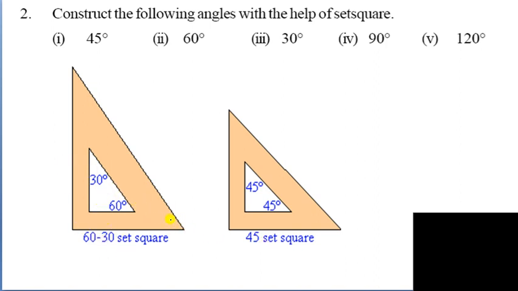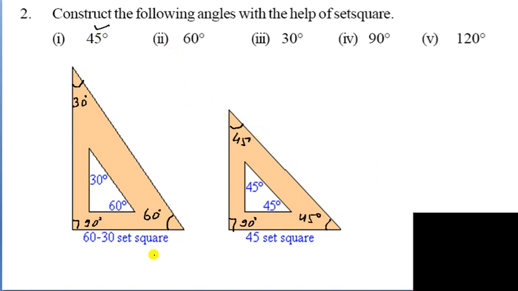Now construct the following angles with the help of a set square. As you know, a set square has two types. This one is the first type and this one is the second type. That is the 60-30 set square and the 45 set square. What is the meaning of 60-30? In one angle, that angle is 60 degrees. This angle of the set square is 60 degrees, this is 90 degrees, and this one is 30 degrees. Now you can draw with the help of these angles.